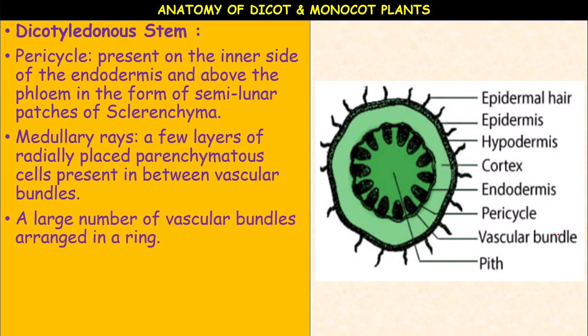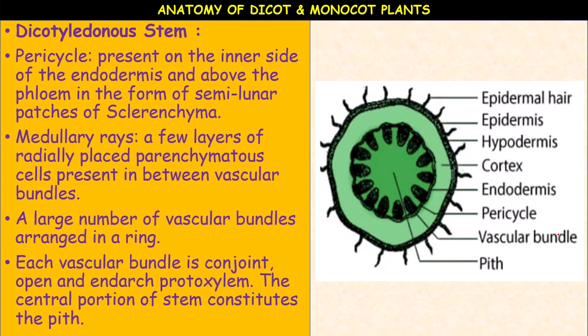A large number of vascular bundles are arranged in the form of a ring. Each vascular bundle is conjoined. What is conjoined? Xylem and phloem on the same radii. Conjoined, open type. Open means they possess cambium. And endarch protoxylem is present. The central portion of the stem constitutes the pith. This is the pith. This is a dicotyledonous stem.